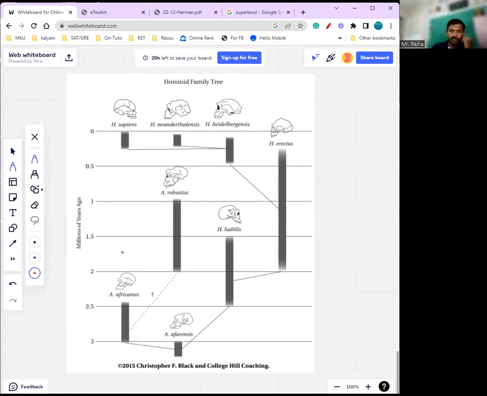Whenever pictures are given to you, read them. Read the timelines and what you have right here, how many family trees, and millions of years ago, starting from 0.5, 1, 1.5. And then the family history goes to here, and that goes to this, and goes to this, like that.